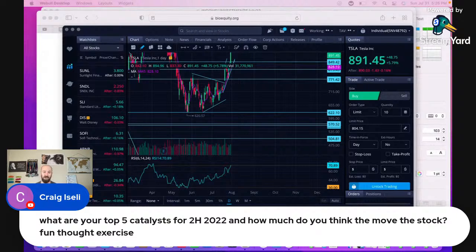Q3 production and delivery numbers are going to be a massive catalyst as well. The investor grade rating for credit is going to be another massive catalyst. The Dow inclusion is a possibility. I don't know if Tesla will qualify for it after this split, but if that's the case and we do get included, that will move it very much like we got moved by the S&P inclusion.